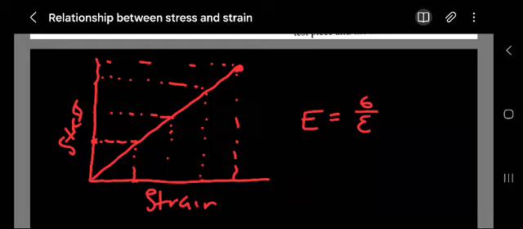We'll check Young's modulus of elasticity in detail in a second coming video. We'll check what is going on. Then we'll learn about the change in length, things like that.